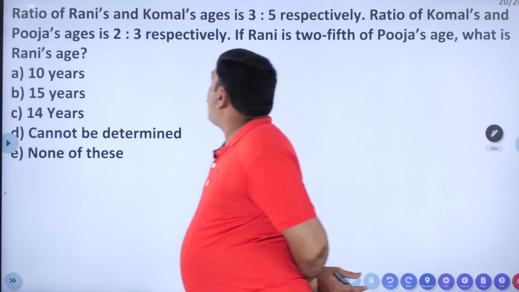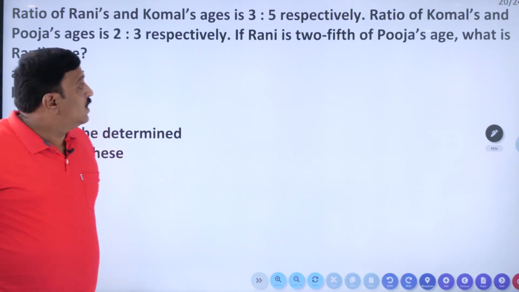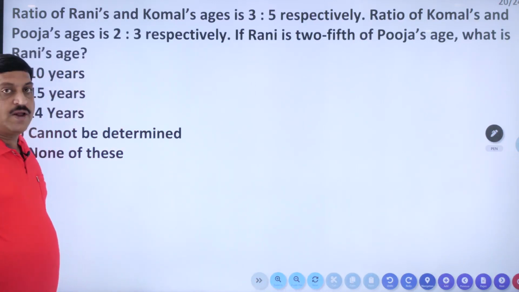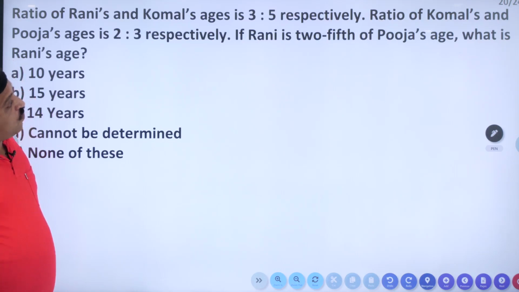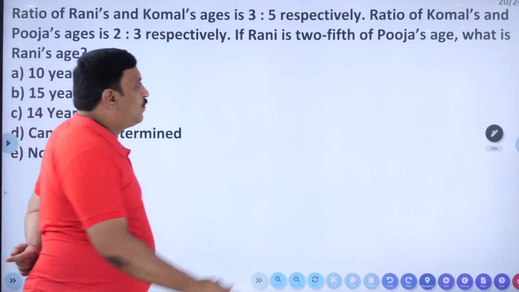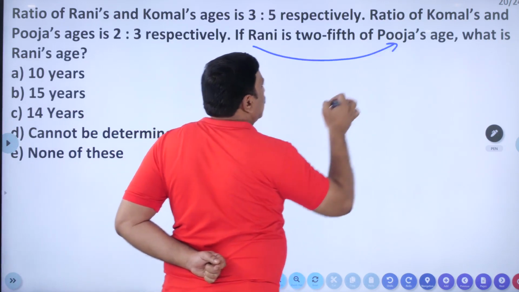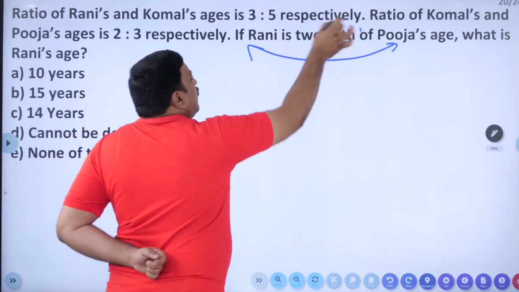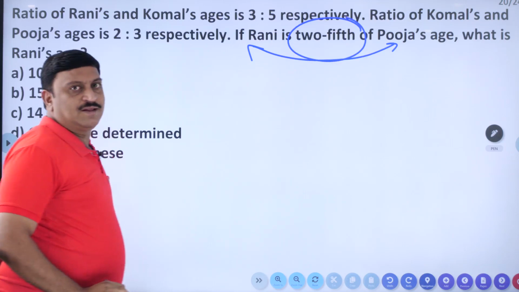Ratio of Rani's and Komal's age is 3:5 respectively. Ratio of Komal's and Pooja's age is 2:3 respectively. Okay, so what? If Rani is 2/5 of Pooja's age, what is Rani's age? If Rani is 2/5 of Pooja's age, 2/5, how can we get it?